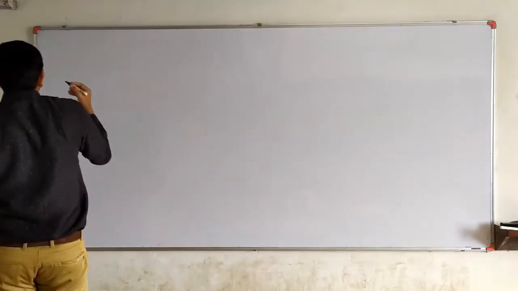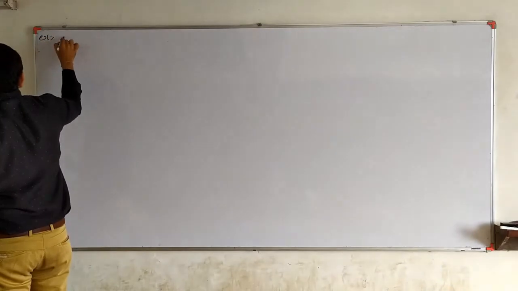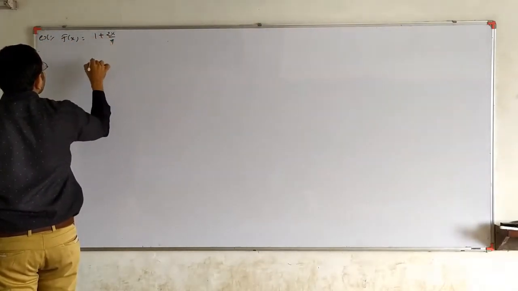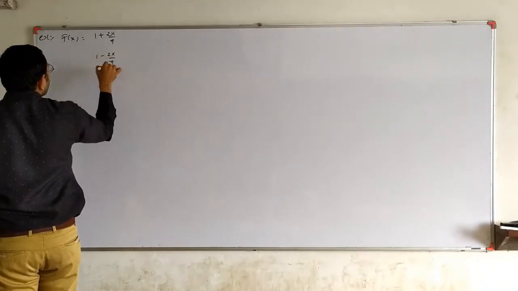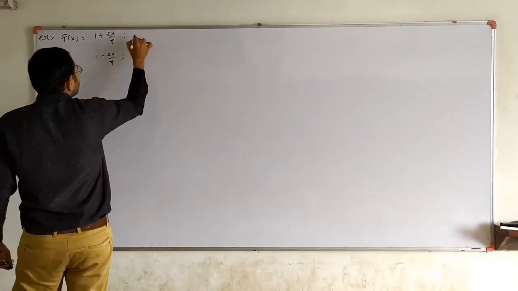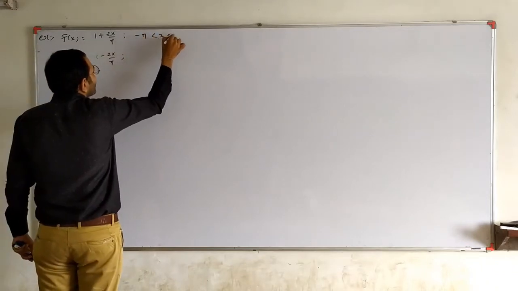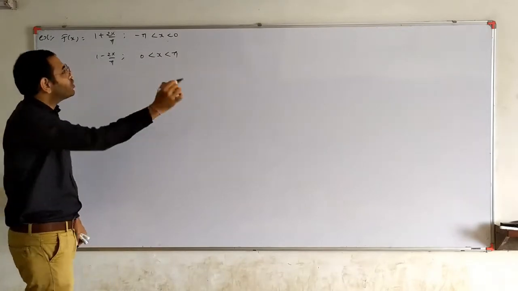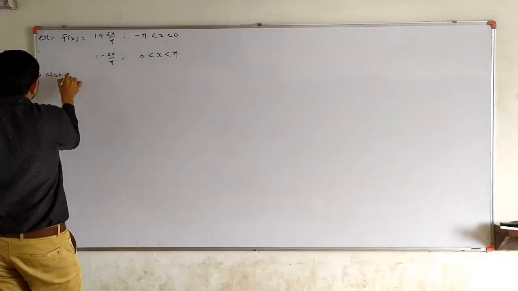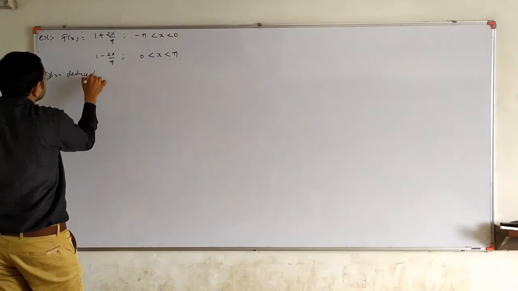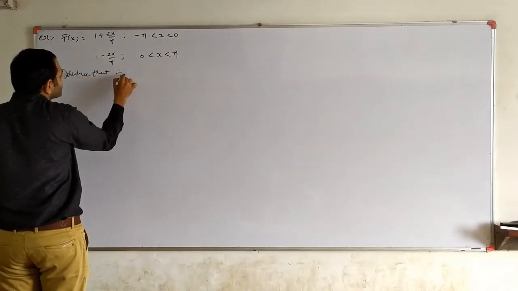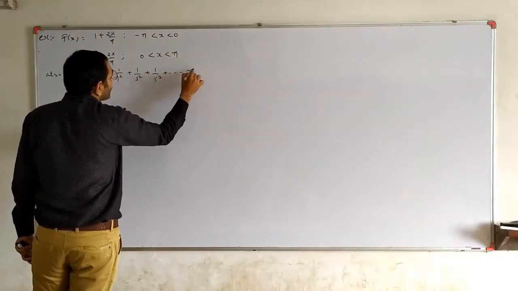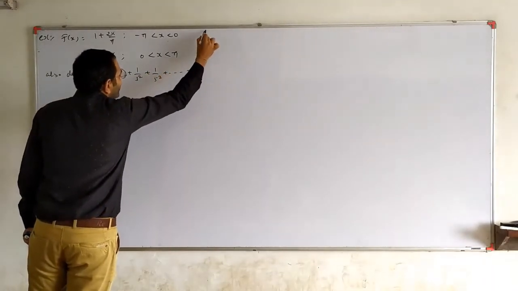Find the Fourier series of the function f of x equal to 1 plus 2x by pi, here 1 minus 2x by pi, where the interval of x is minus pi less than x less than 0, 0 less than x less than pi. Also deduce that 1 upon 1 square plus 1 upon 3 square plus 1 upon 5 square and so on equals pi square by 8.